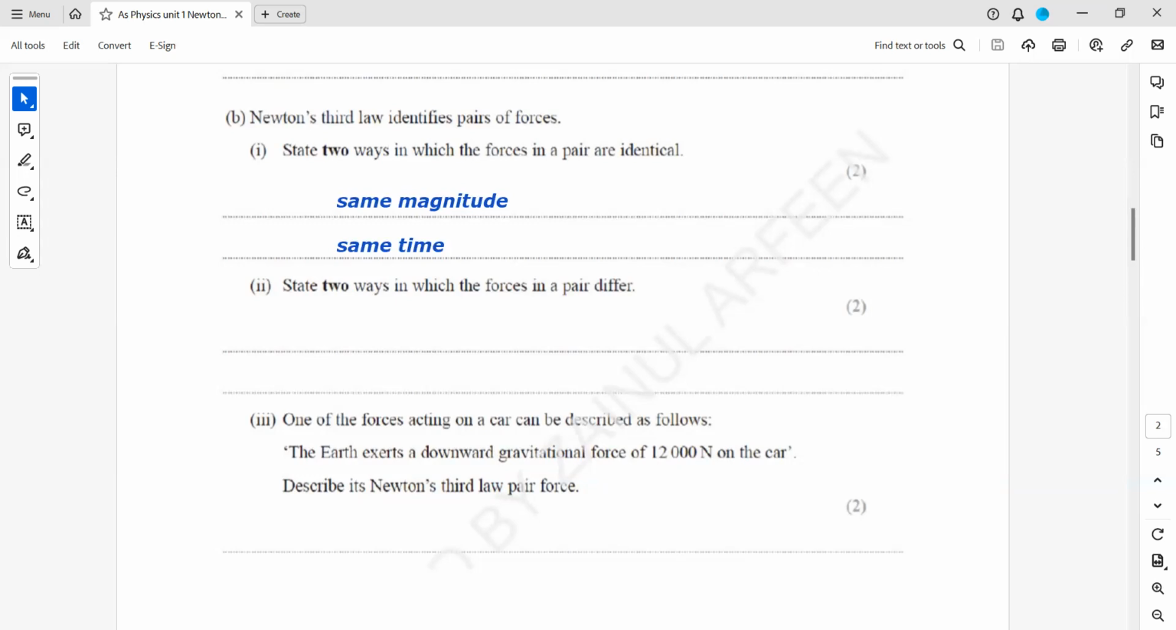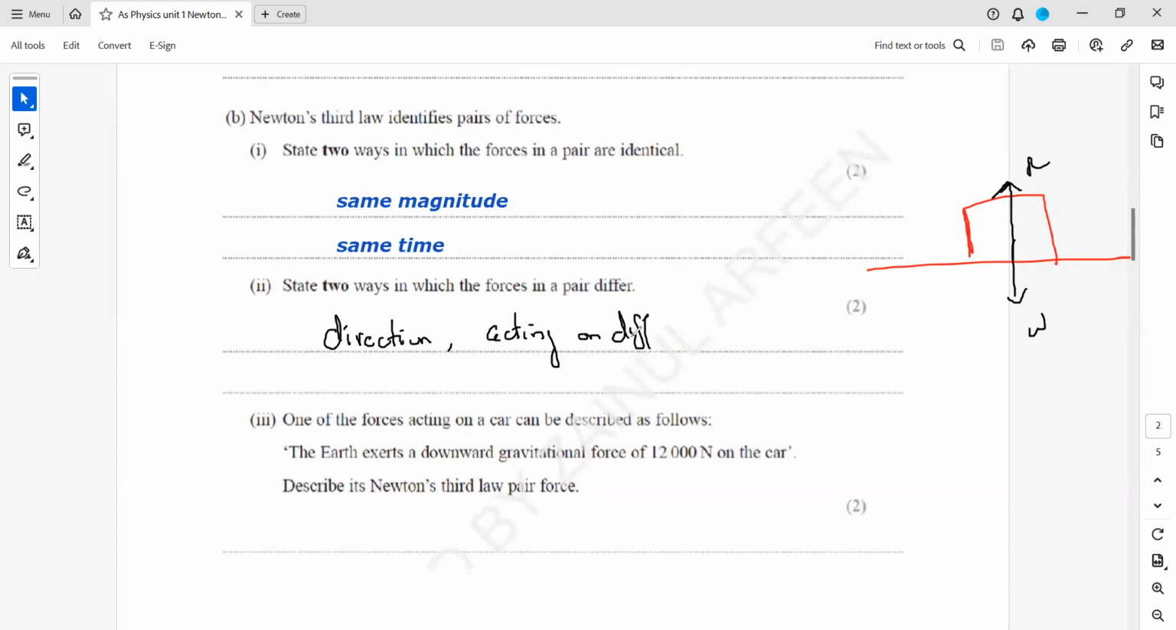Like when we say a Newton pair force, an object is on the table. So what are the Newton pair forces? The weight of an object is acting down, the downward force is there, and a normal contact force from the table is upward. So they are acting in opposite directions. So the directions are opposite. And the other difference is acting on different objects, or two different objects.